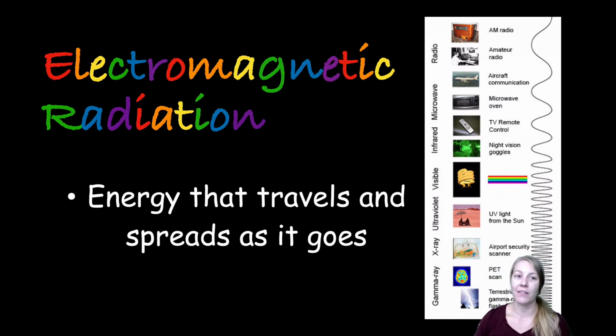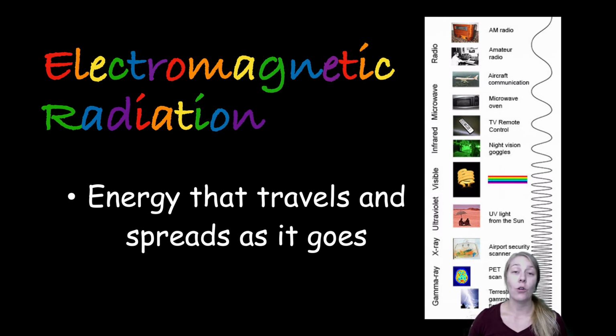Now, I don't just mean visible light, because if you look at that table, visible light is part of the electromagnetic spectrum, but we're also talking about radio waves, microwaves, infrared waves, ultraviolet, UV rays, X-rays, and gamma rays. All of those are considered electromagnetic radiation, not just visible light.